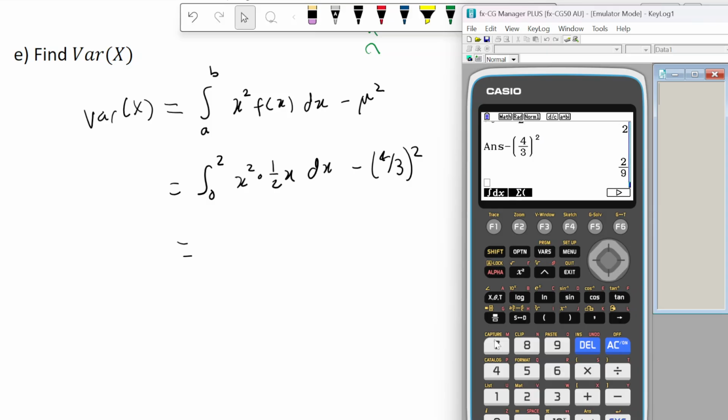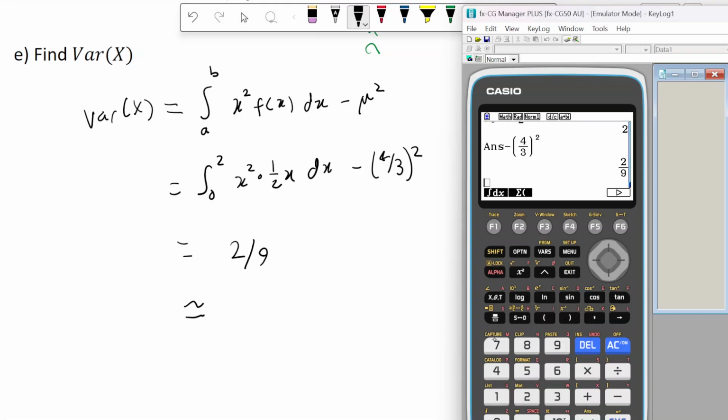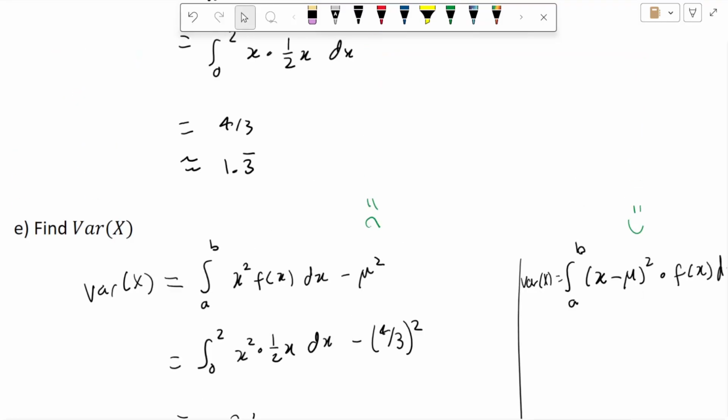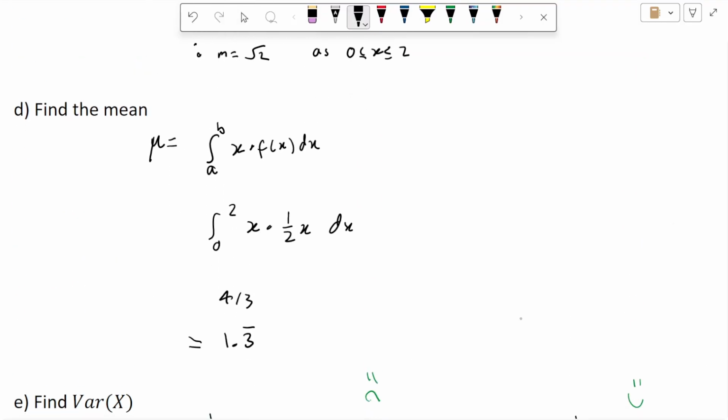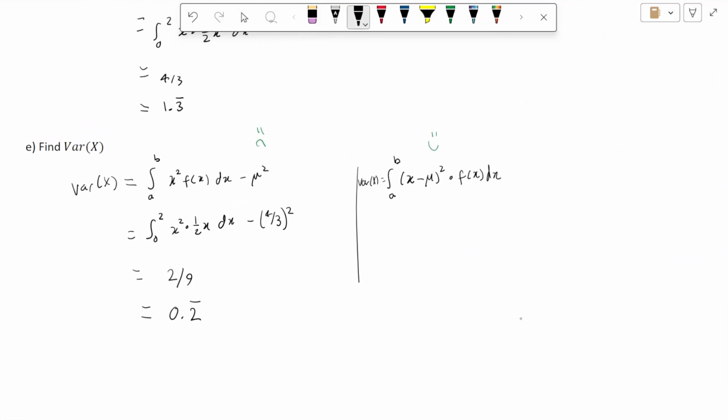It's 2 over 9, which roughly equals, and we can get an approximate for that, 0.2. I guess since it's recurring, I can say strictly equals. Same thing for that one. That's technically a strict equals sign. Okay. Now I'll show you how the other method works.